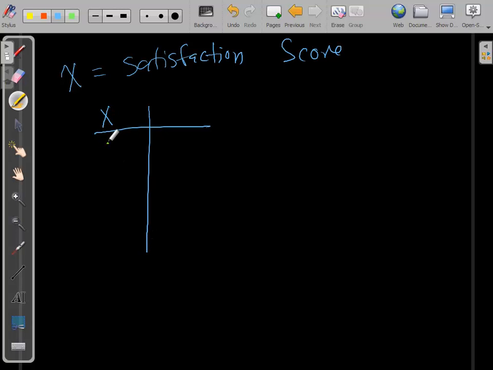X could take on the value 1, 2, 3, 4, or 5. Right? We don't allow partial satisfaction. If we did, we would give a different scale, maybe 1 to 10 or something. So here are the 5 values, and for our frequency, let's say that we had, in our survey, 2 people say that they were not satisfied. We had 5 people say that they were not dissatisfied, but not that satisfied.